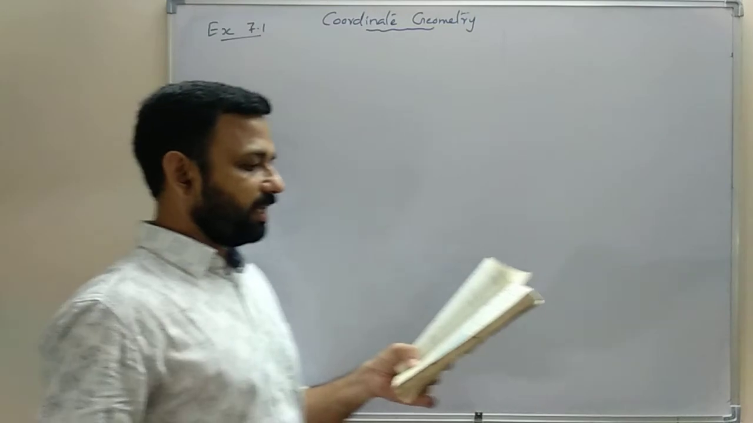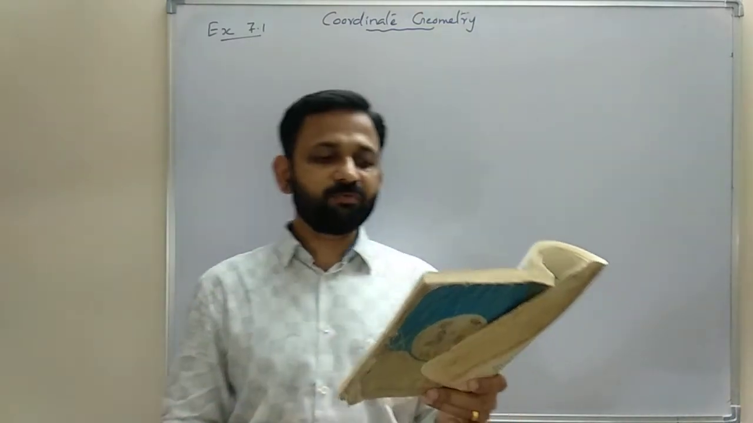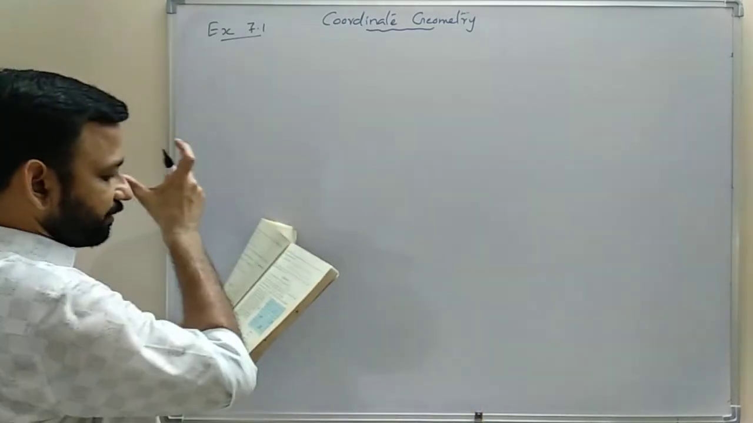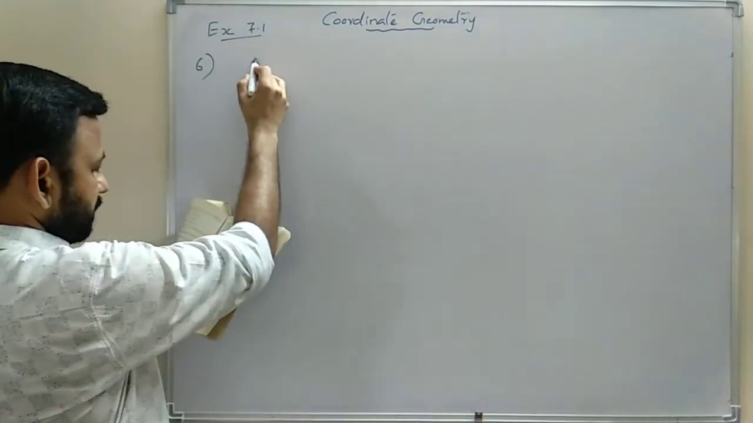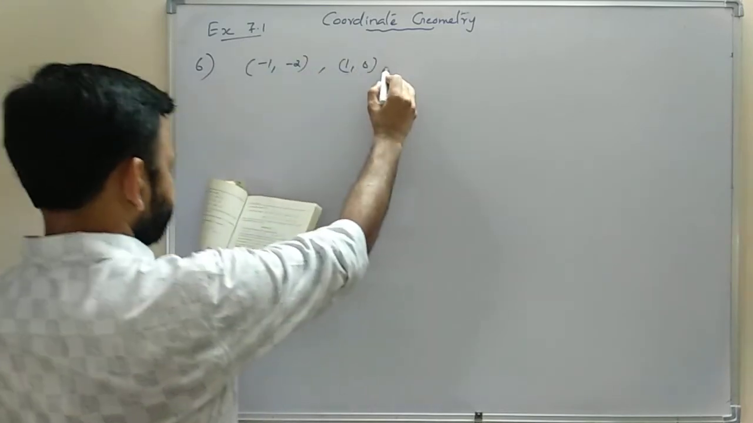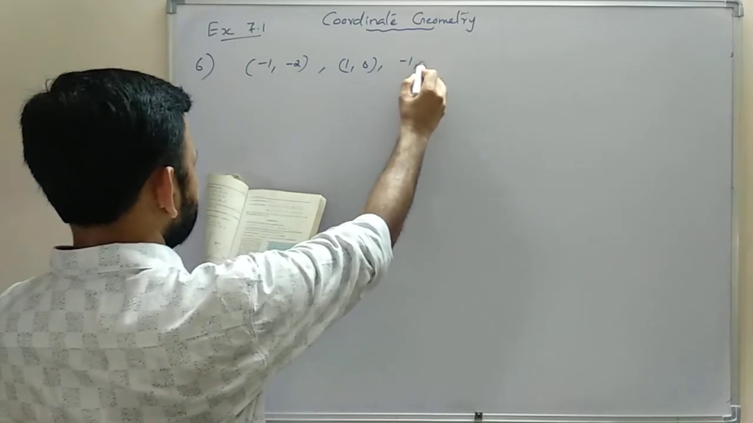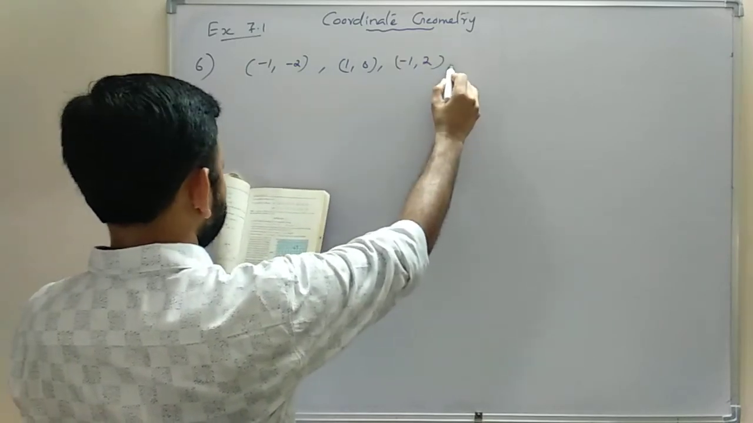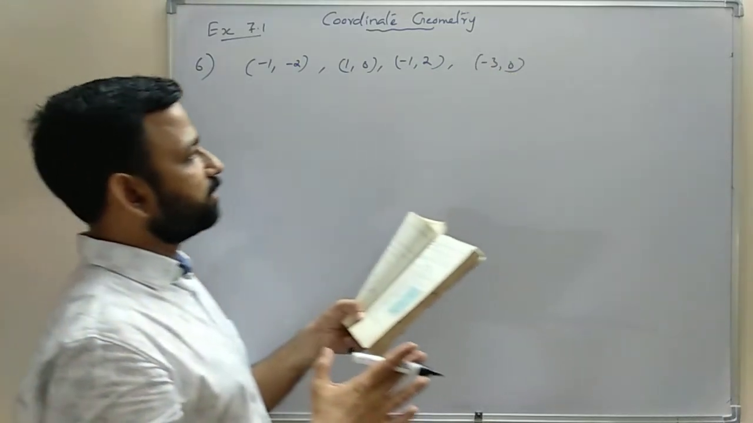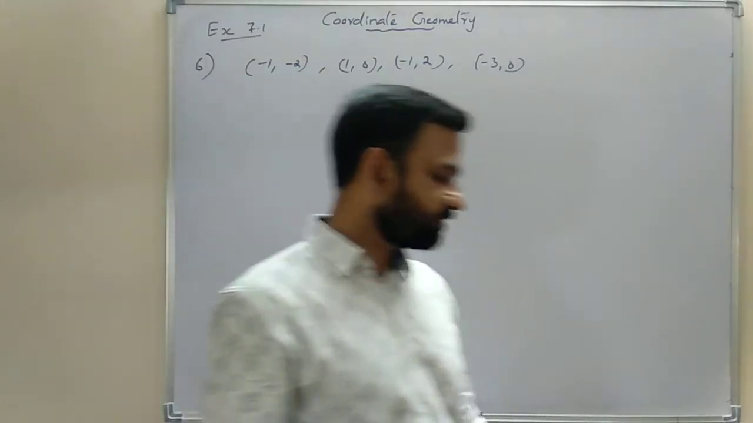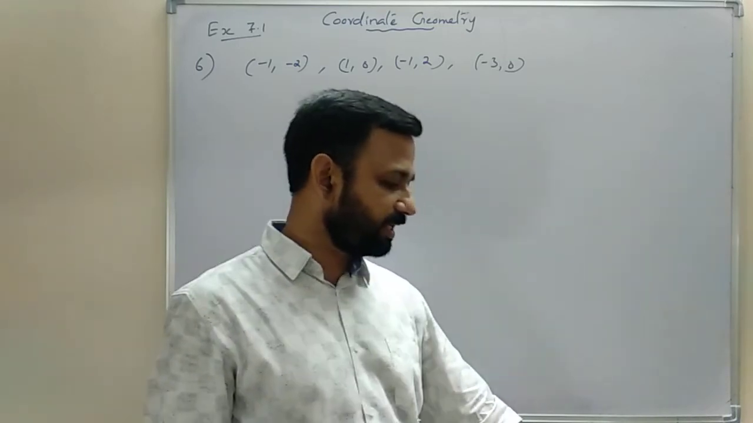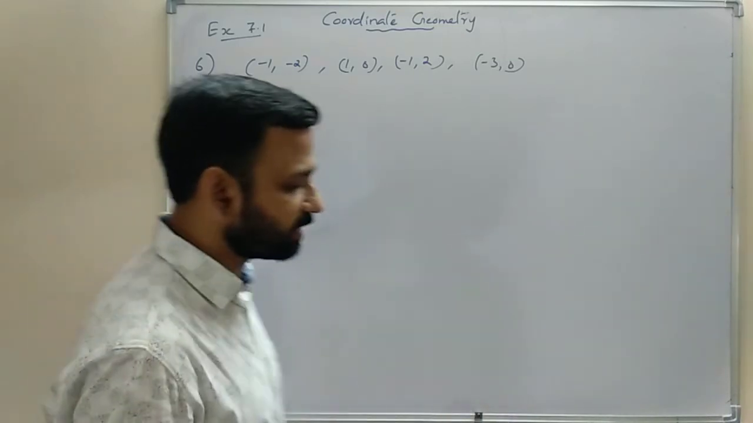And here: name the type of the quadrilateral formed, if any, by the following points and give a reason for your answer. Sixth one. Here given are minus 1, minus 2, then 1 comma 0, then minus 1 comma 2, then minus 3 comma 0. So these are the 4 vertices. Name the type of the quadrilateral formed, if any, by the following points and give the reason for your answer.